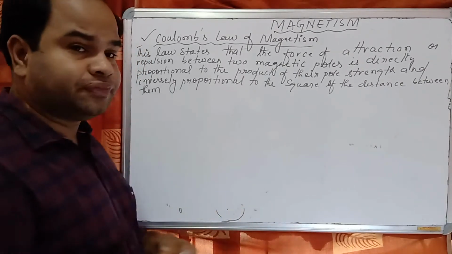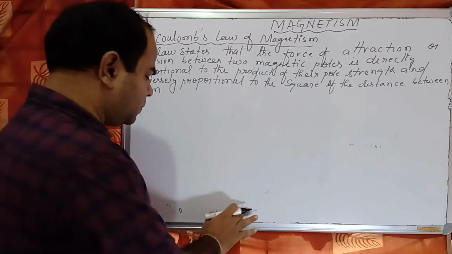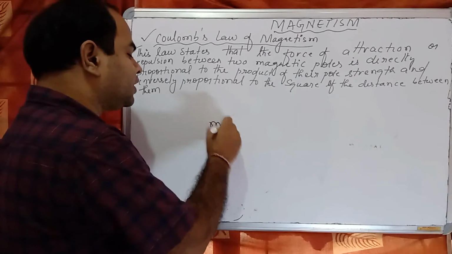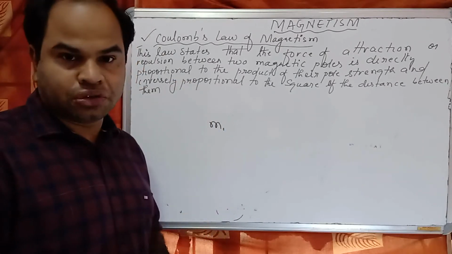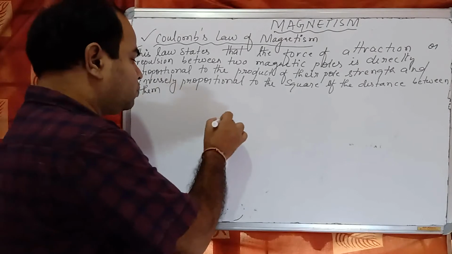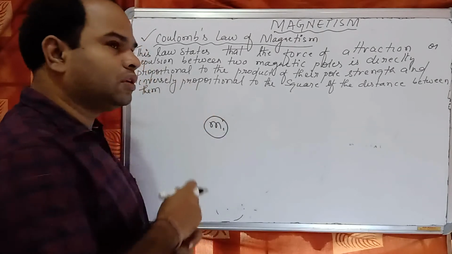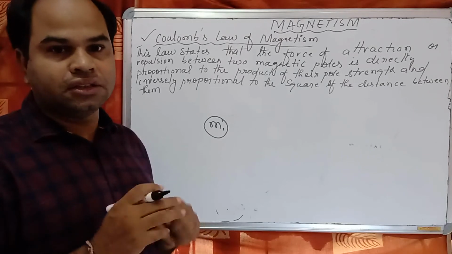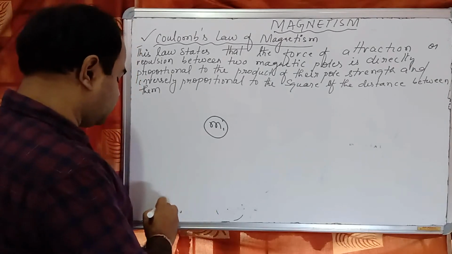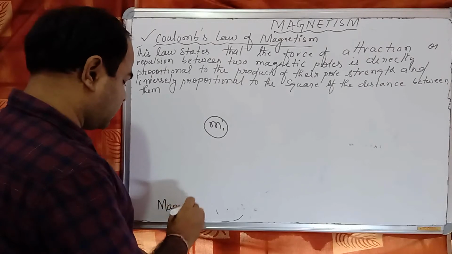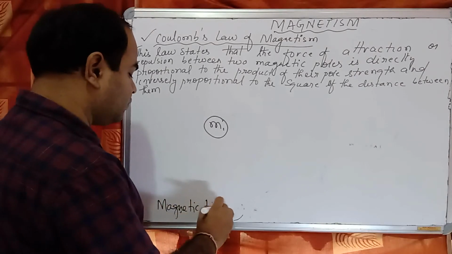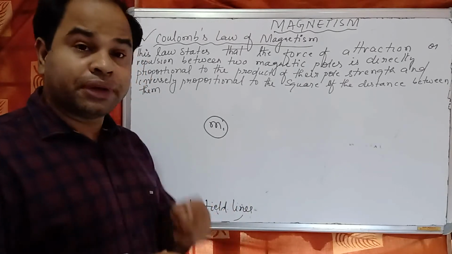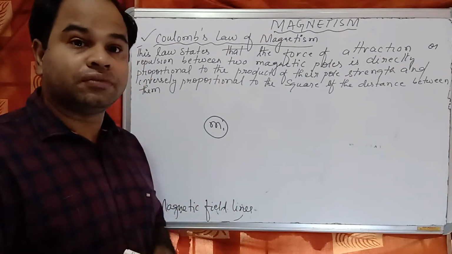so let us say we place a pole having pole strength M1. It will produce magnetic field lines. So these magnetic field lines will travel in the medium.